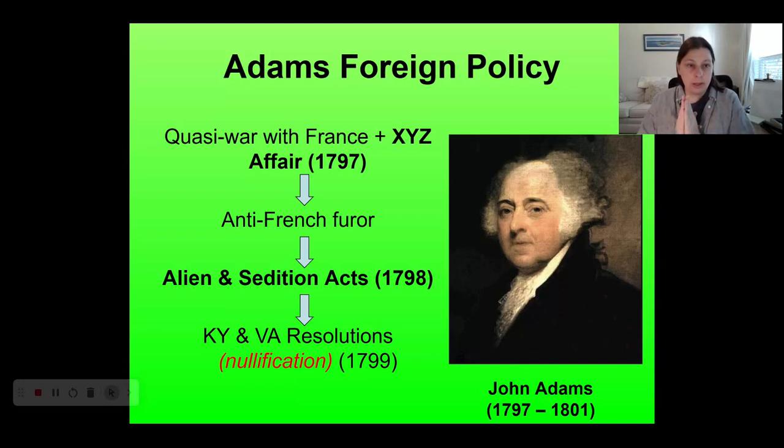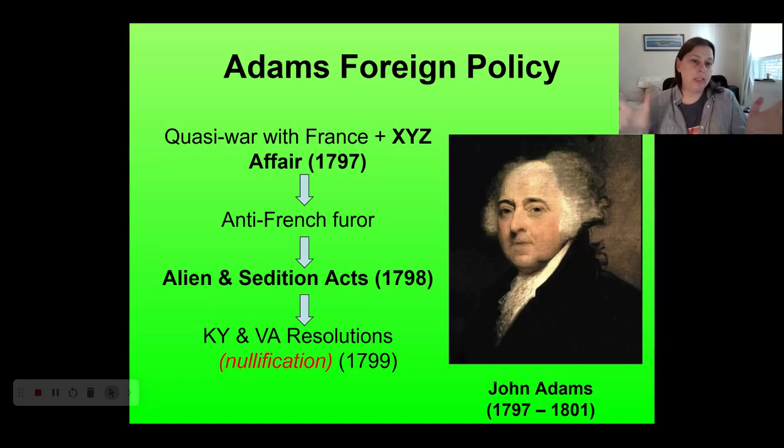They go there to try to meet with the French foreign minister, a guy named Talleyrand. And when they get there, the French are like, "Oh, you want to meet with our foreign minister? Well, we would like you to pay us some money for the privilege of meeting with our foreign minister." I think it's like $250,000. It's a lot of money. We are very offended by this. Our diplomats get back on a ship. They come back to the United States.